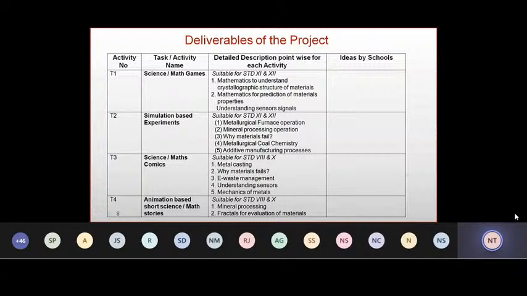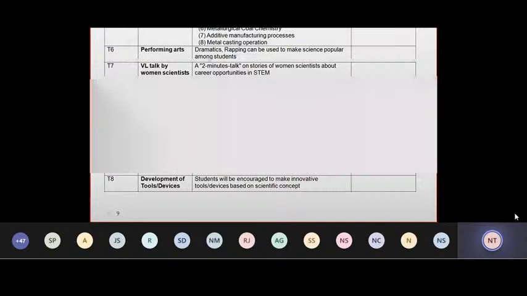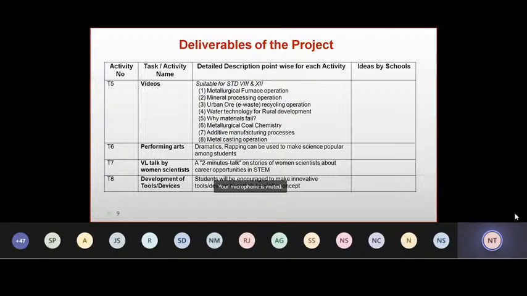I'll be talking about mineral processing. We'll be talking about some of the very beautiful geometry in materials, and how maths is connected to materials, which we can talk about or show. Then there are videos. We'll be making some videos here. I have written 8 videos here, but it can be more than 8 or less than 8 also.